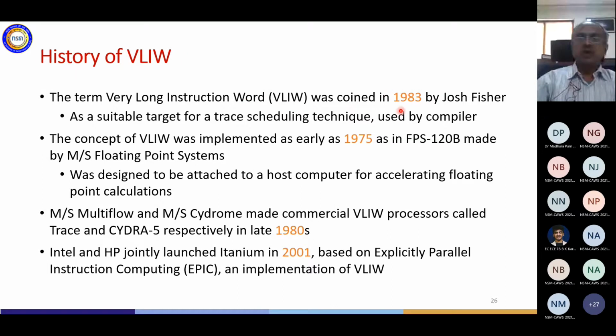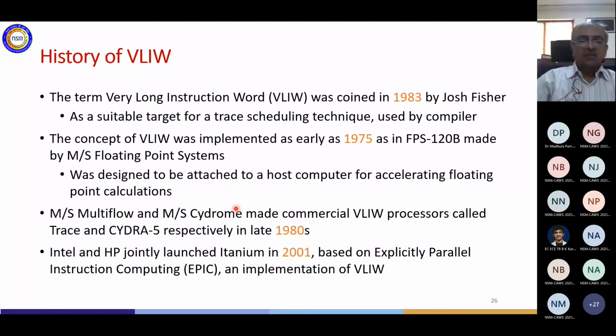However, though he came out with this idea in 1983, if you go back in time, you will find that there was a company by the name Floating Point Systems, which as early as 1975 made one hardware unit called the FPS 120B. This was not a computer by itself, but it was designed to be attached to a host computer like the VAX. VAX was one of the prevalent computers at that time, and it was not so good at floating point operations. So this used to accelerate floating point calculations, and it could do multiple floating point calculations in the same clock. And it used this concept of VLIW, which I'll explain later.